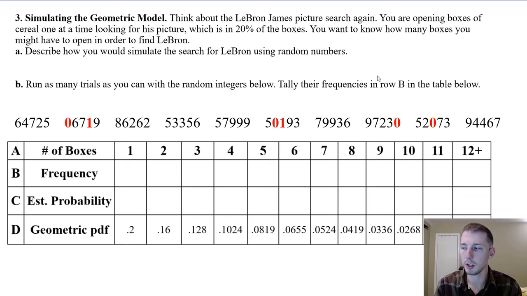Anyway, so we're going to run as many trials as we can with the integers below, tally the frequencies in row B of the table below. All right, so describe how you're going to simulate it. So we need to assign our outcomes. So we're 20%, so we can use each integer because it ends in 0.